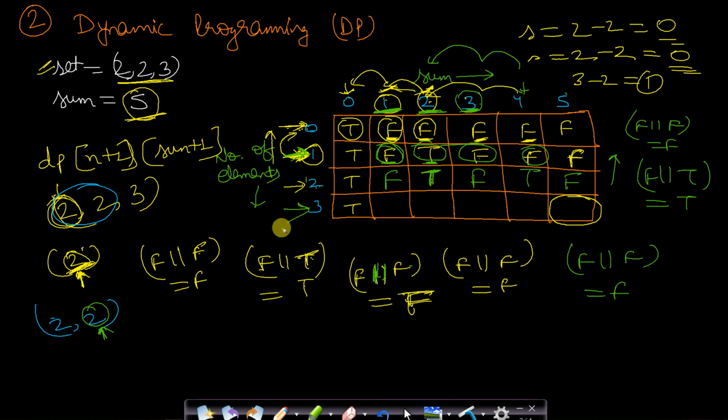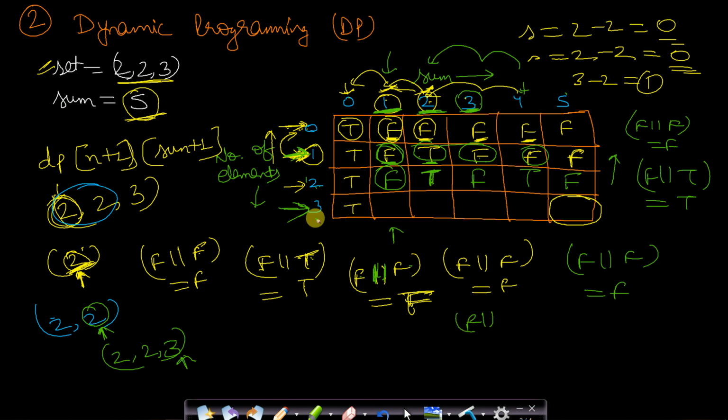Now let us include all the 3 elements. So our set will now be 2, 2 and 3. We have included all the 3 elements. Okay, and now let us start from this one. Can we find a sum 1 when we have not included this third element? When we have not included the third element, it is saying false. Therefore we cannot find it.